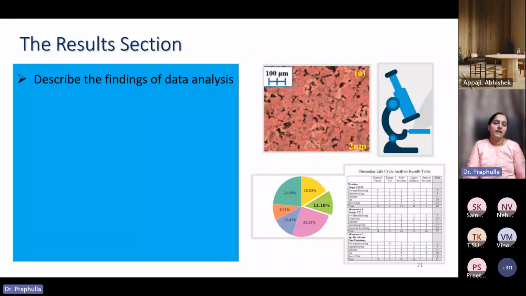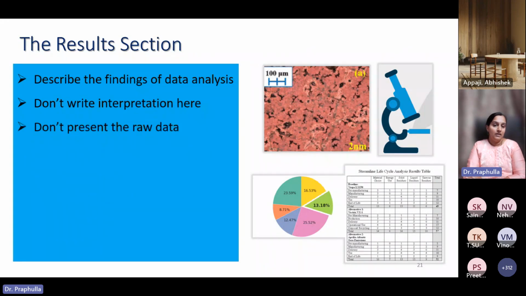So we have to take care of the data analysis. This is very important here. We have to describe the findings of the data analysis. We should not write interpretation here; that goes in the discussion section. We should never present raw data. That becomes very haphazard and readers cannot understand it.